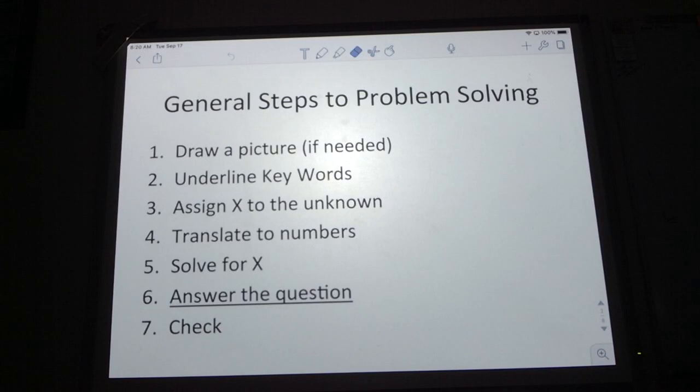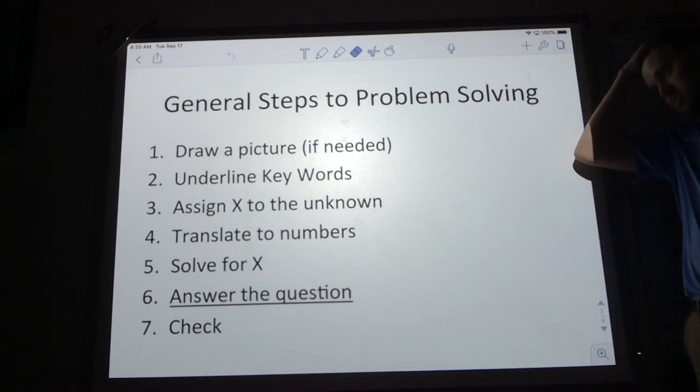So, general steps to problem solving. Draw a picture if needed. If it talks about a rectangular shaped thing or a triangle, draw that so that you have a visual reference to use, so you know which side we're talking about. Next year in geometry, if you ever ask me a question, you'll see that I don't even care if it's written on the screen. I will immediately draw it again so I can label it. It really helps to draw a picture.